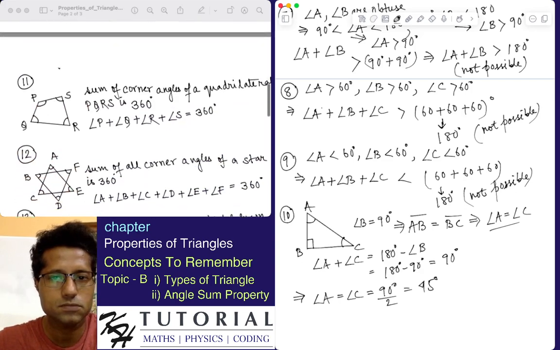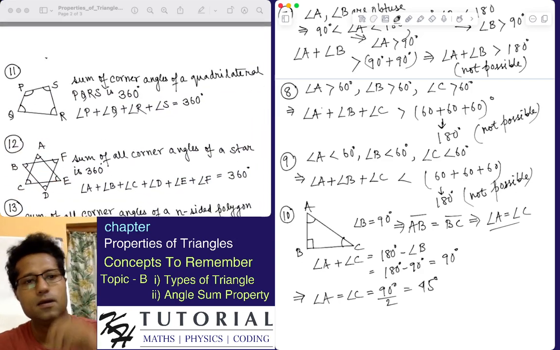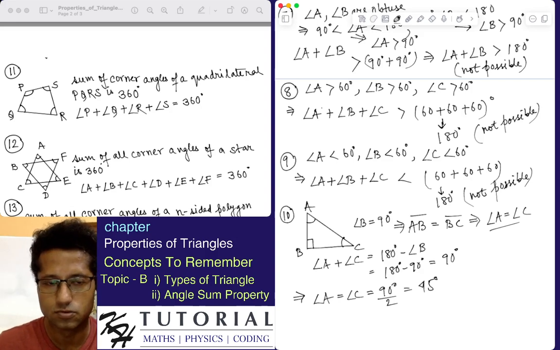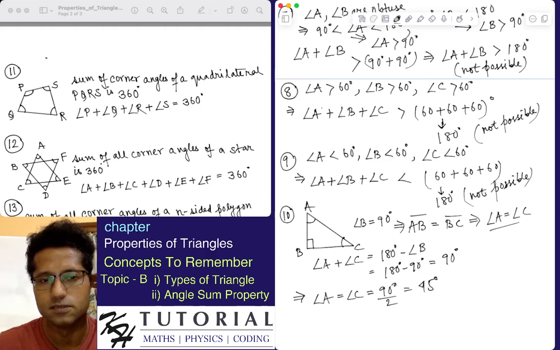Okay. Point number 11, it says that we have over here a quadrilateral. A quadrilateral is a polygon with four sides. So you can see in this figure, PQRS is a quadrilateral and it has four sides. And any polygon also has some corner angles.